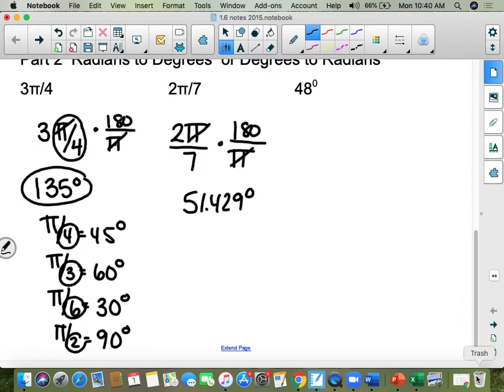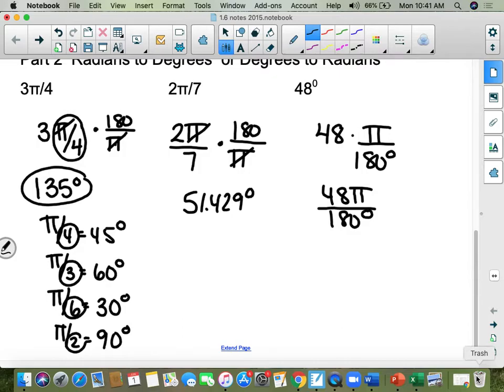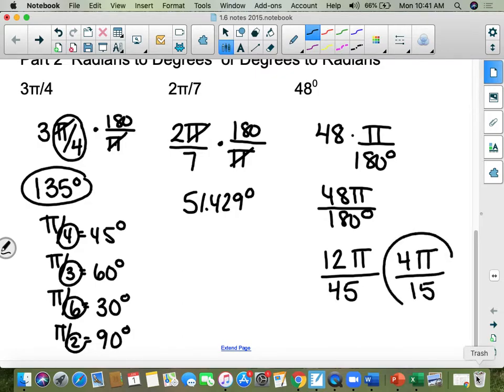You're going the opposite way. 48 times pi over 180, which is 48 pi divided by 180. And let's see, I think a 4 goes into both of these. 4 goes into 12 times. 4 goes into here 45 times. Now 3 goes into both of these. 4 pi over 15. 4 pi over 15 in reduced form.